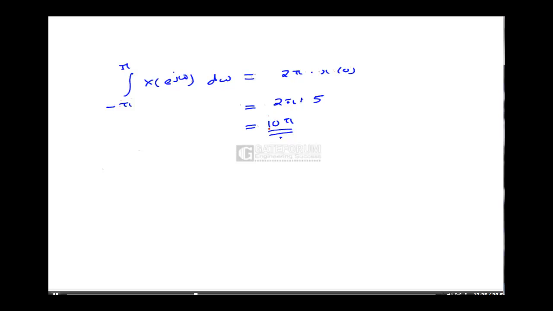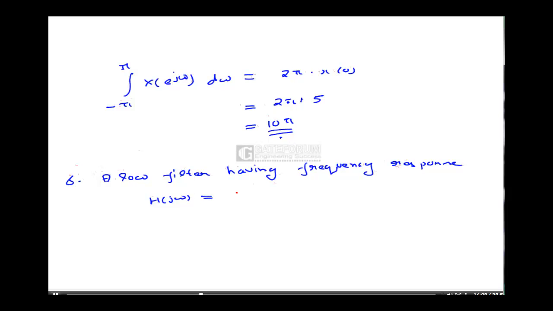Now a one mark problem which appeared in the GATE 2006 paper, this is problem number 6. A low pass filter frequency response is given as A of omega e to the power j phi of omega. And among the choices, it is asked which will not produce any phase distortion.